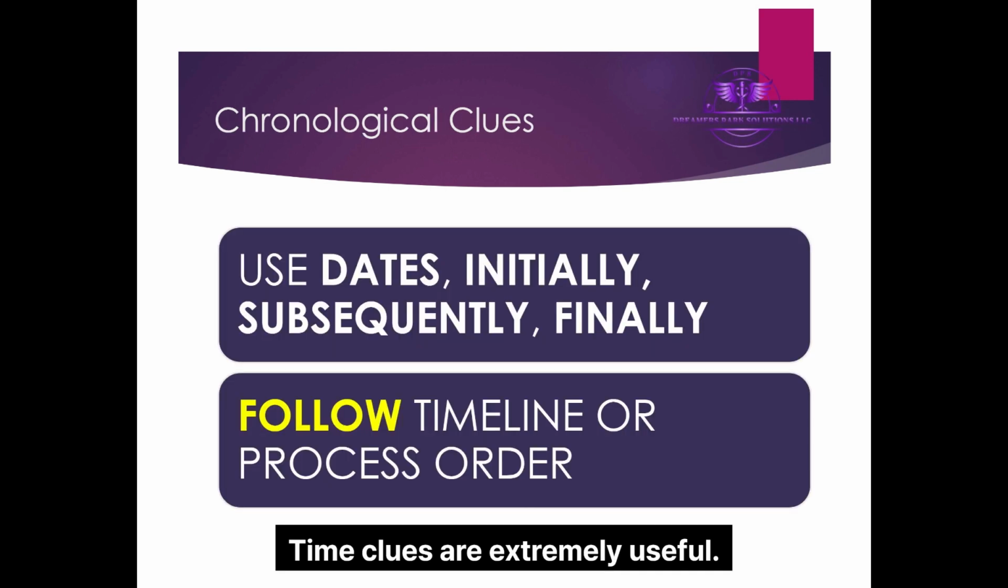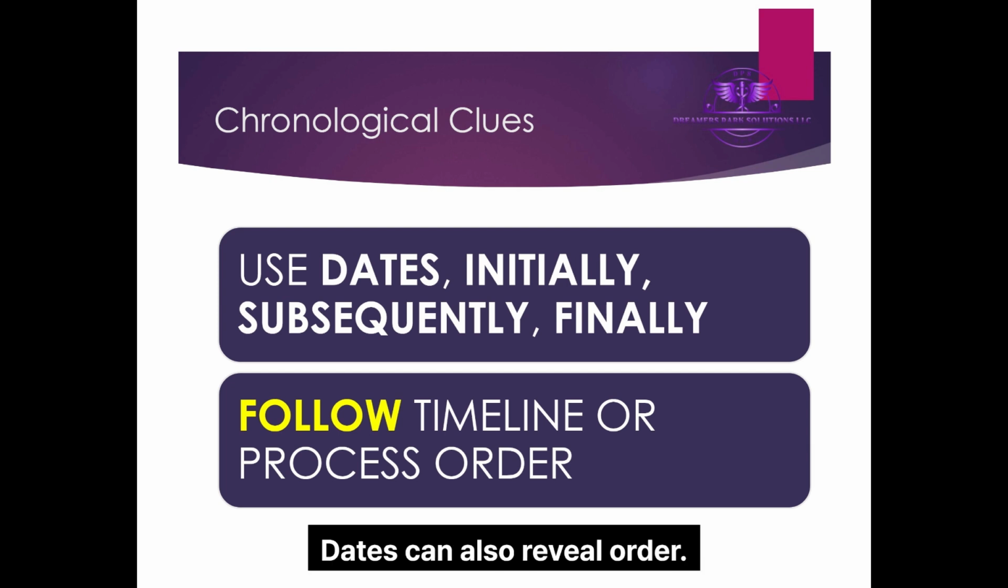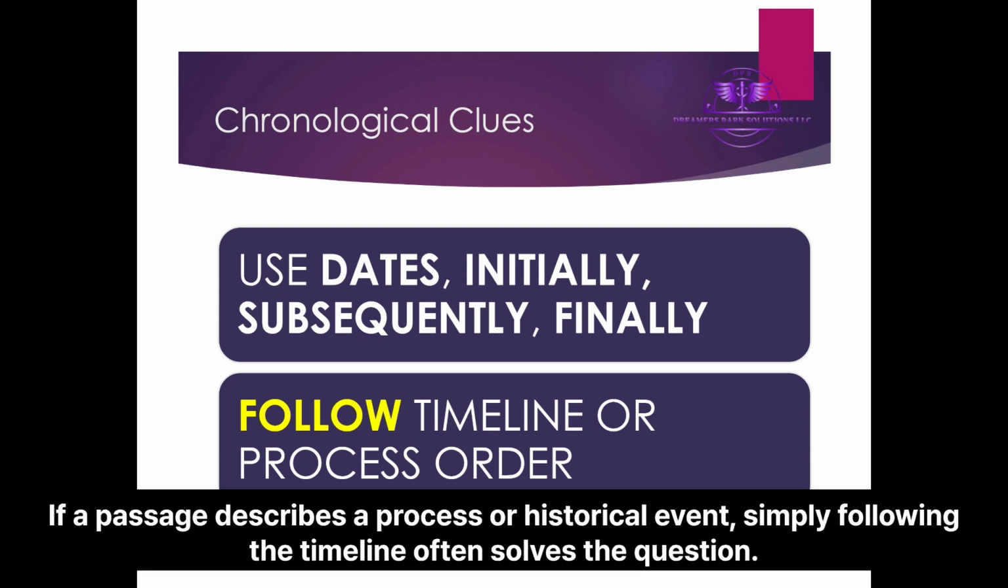Time clues are extremely useful. Words like initially, subsequently, and finally indicate sequence. Dates can also reveal order. If a passage describes a process or historical event, simply following the timeline often solves the question.